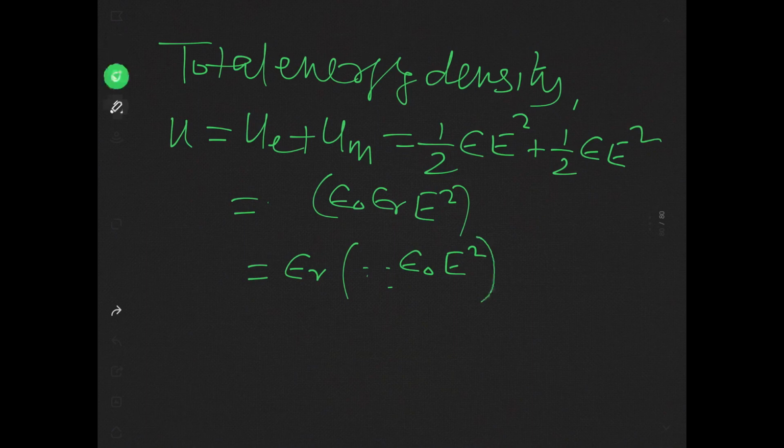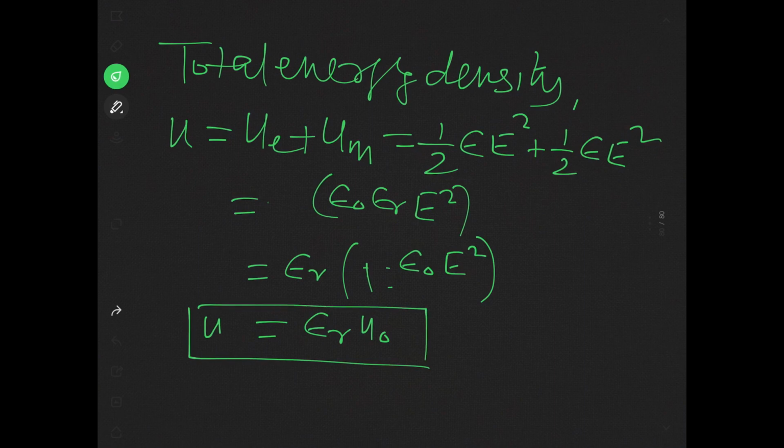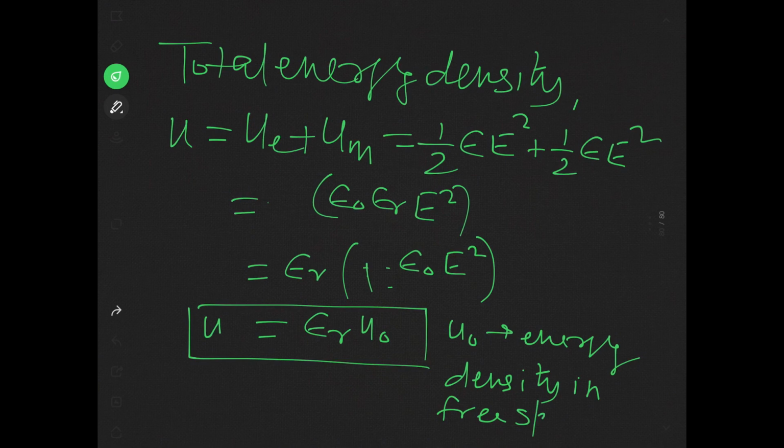And we know this epsilon naught E square is actually the energy density in case of free space. So you can write this as epsilon r into U naught. So U is equal to epsilon r into U naught. Here you can say this U naught is what? This is the energy density in free space.